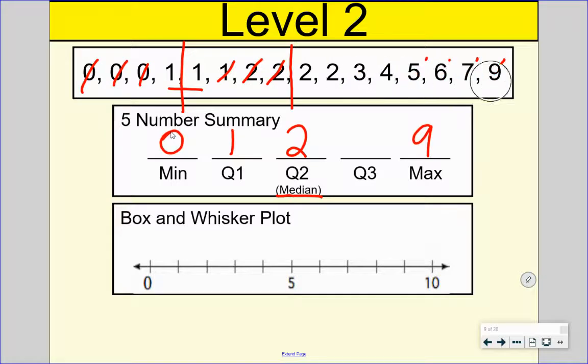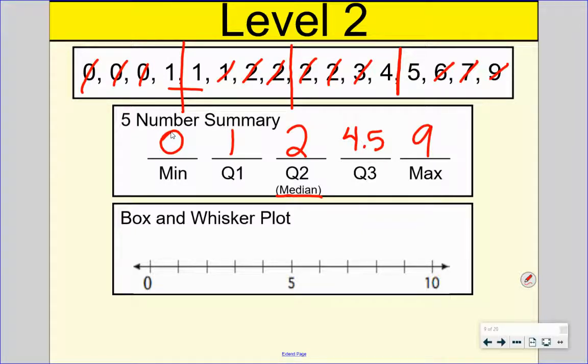Here, as we look at this upper half of these numbers, we can go through and mark these off just like we did before and work our way. What is the middle of these? Oh, right here. 4 and 5 are the middle. So what is halfway between 4 and 5? 4.5. You can always add 4 plus 5, which is 9, and divide by 2. So now we have our 5-number summary.